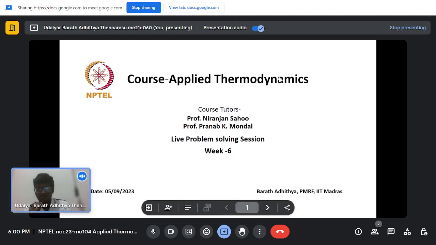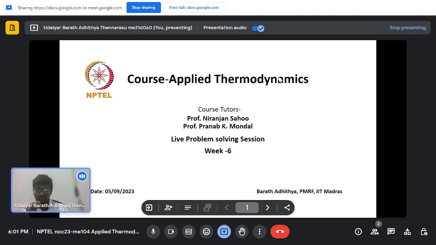So this is week 6 of the Applied Thermodynamics problem solving session. Previous week we looked at 4-stroke and 2-stroke cycles and how they operate. We saw spark ignition engines and compression ignition engines, and how they work. On that, we'll extend this week to see the cycles which operate in the 4-stroke.